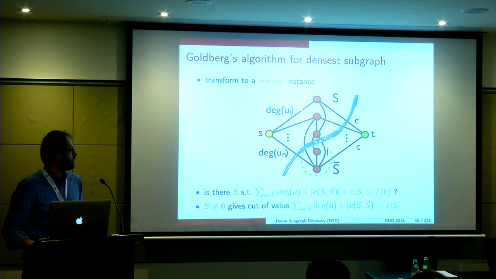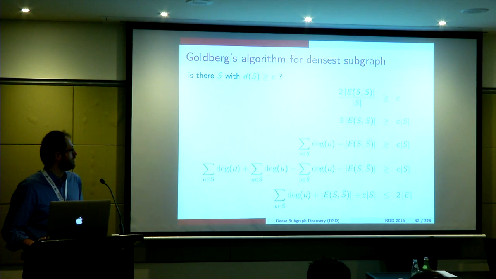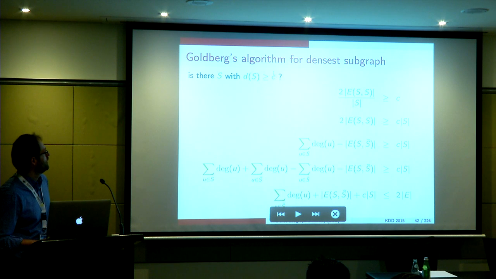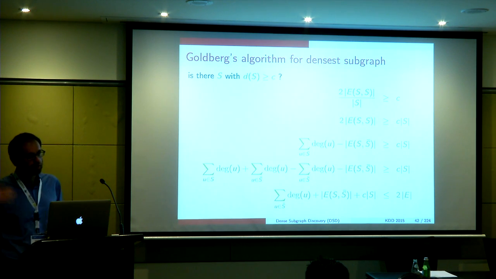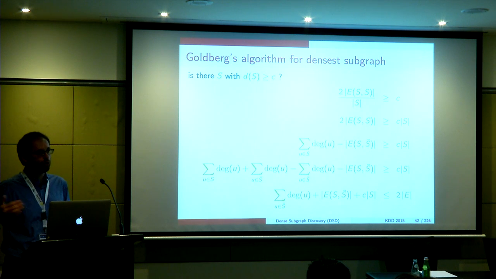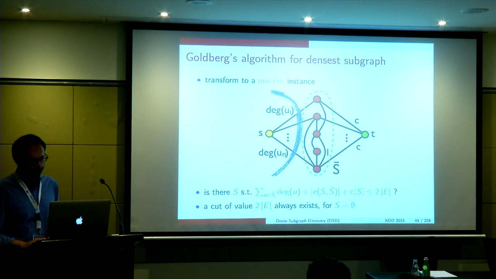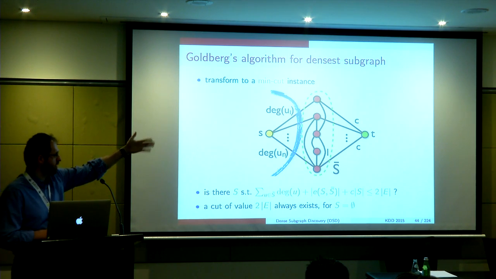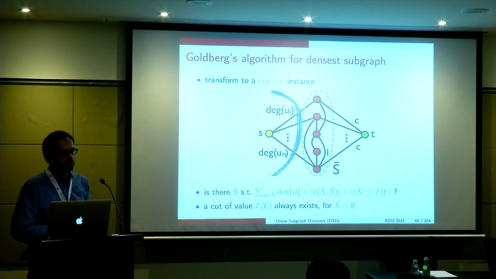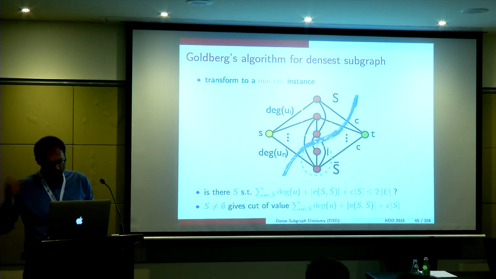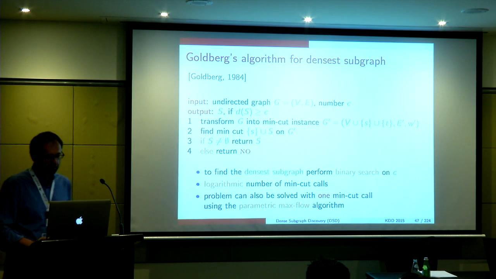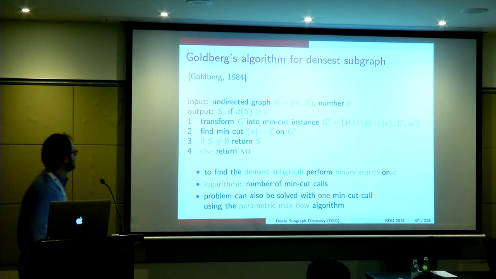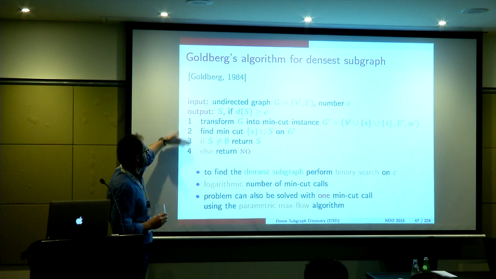My original question was, is there a dense subgraph with density more than C? If C is given, I can solve this problem. But my original problem was finding the densest subgraph without knowing C. If I don't know C, then I cannot really make this construction. I can make it, but I don't know exactly what to put as the capacity on the edges. But perhaps there is no problem. I can try many different values of C. So this is my algorithm, Goldberg's algorithm.